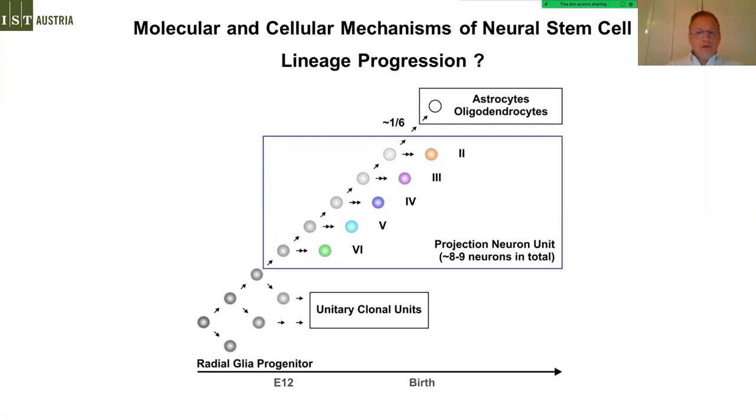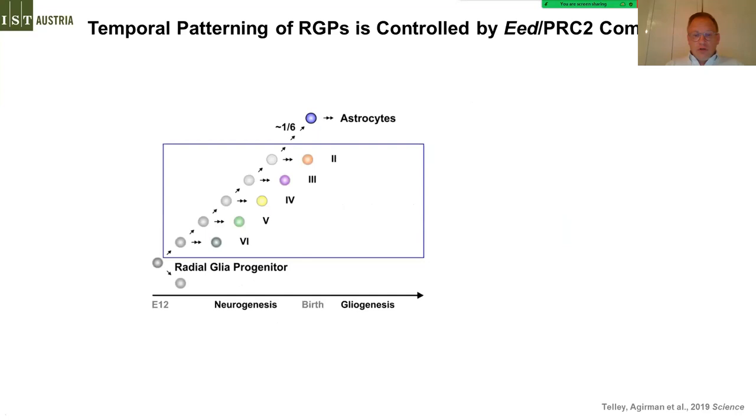Now, to get first insights, we were inspired by work from Denis Jabaudon in Geneva, that is documented in this paper here. Namely, what they did is they isolated these radial glia cells every day and did single cell RNA sequencing. What they found is that there's a temporal patterning mechanism happening in these cells. As they progress in the lineage, they change or have a very characteristic transcriptome.